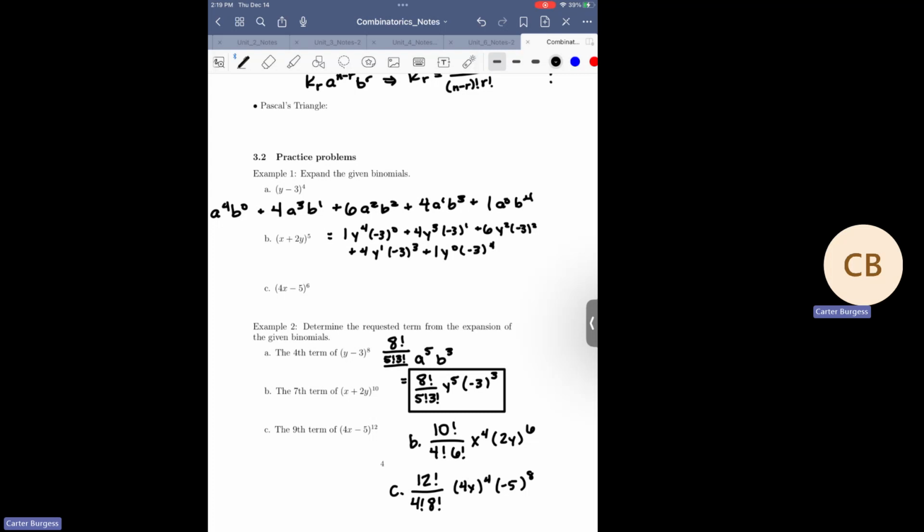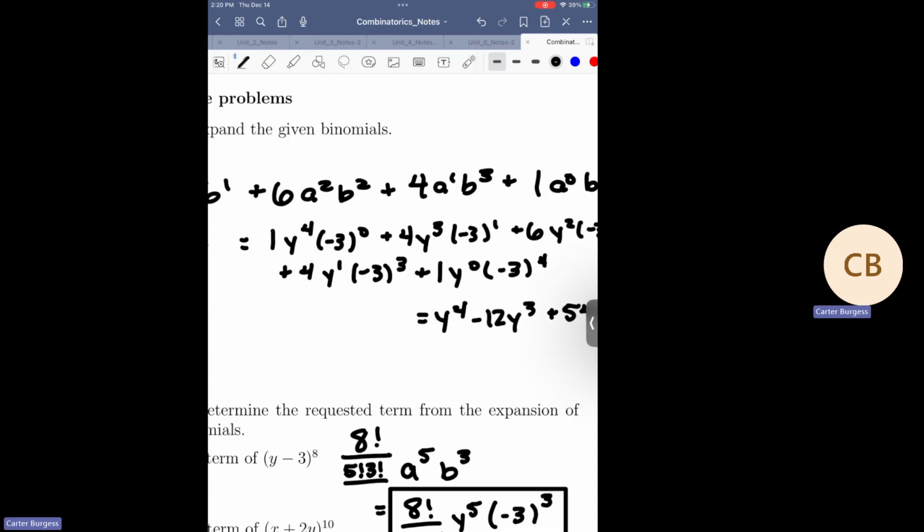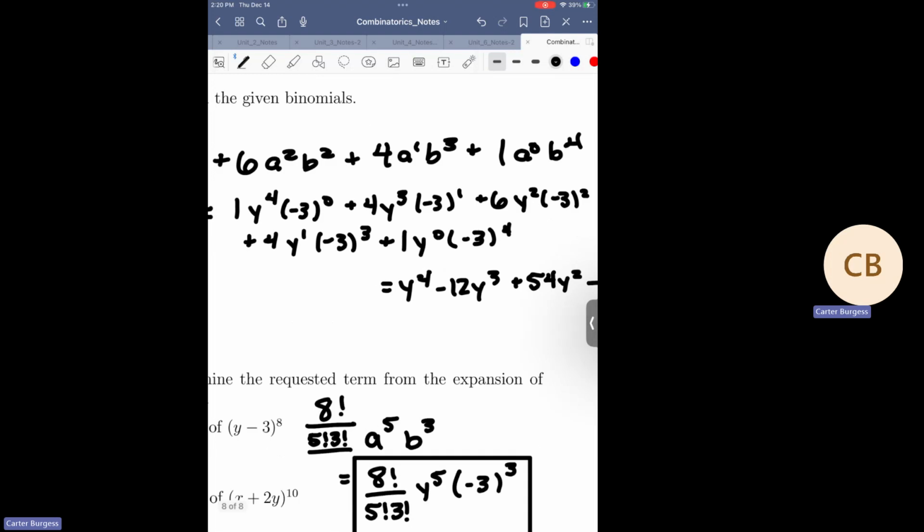We certainly could simplify this. It's not too bad, this particular one. It ends up being y to the 4th minus 12y cubed, plus 9 times 6 is 54y squared, 4 times -27 should be -108, and then -3 to the power 4 is 81. And so full expansion looks more like this, but leaving it as is also perfectly acceptable. That's also totally fine.